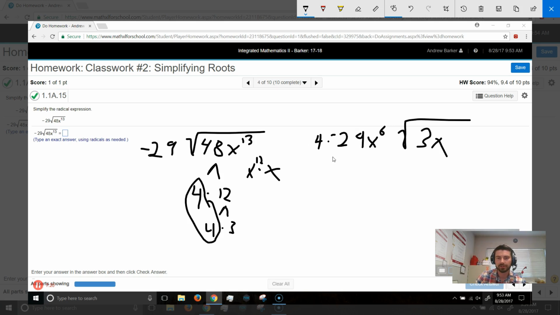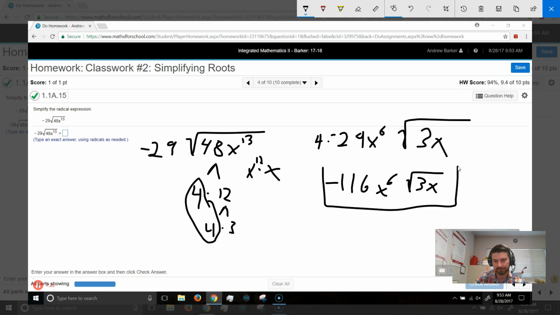Now, we're almost done. This negative 29 has to be multiplied by 4. So 4 times 20 is 80, and 4 times 9 is 36. So 80 plus 36 is 116. So this will be a negative 116 x to the 6th, square root 3x. So that's going to be our answer.